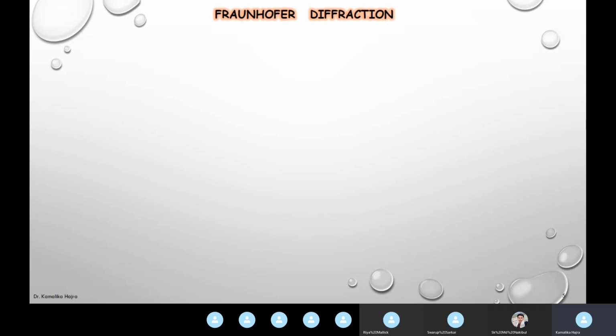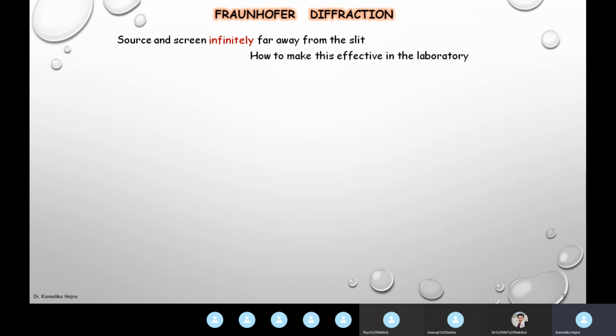Fraunhofer diffraction again is of three types: single slit, double slit and multiple slit. So we saw that in Fraunhofer diffraction, source and screen are infinitely far away from the slit. So how do we make this effective in the laboratory? That is the first question that we will address. Before we move into the categorization and the analysis of Fraunhofer diffraction, first let us address the impending question: how do we make the source and screen infinitely distant from the slit?